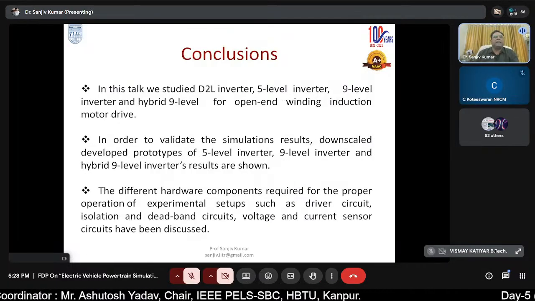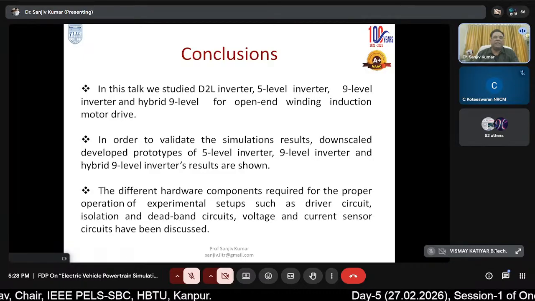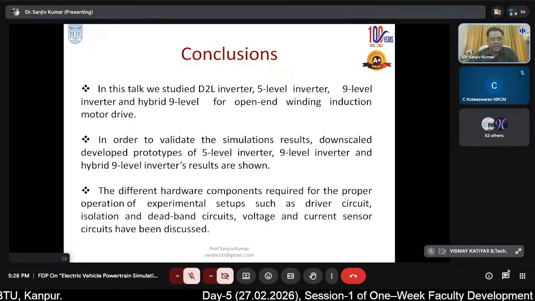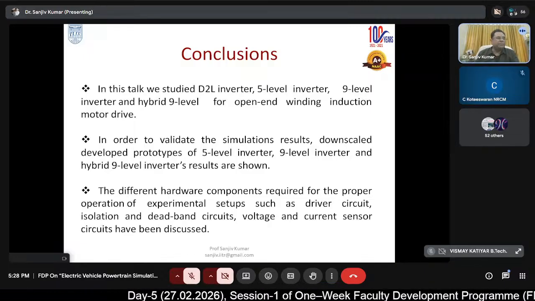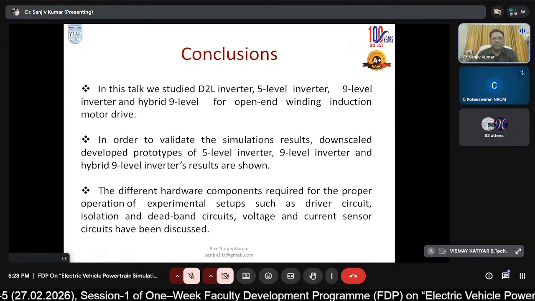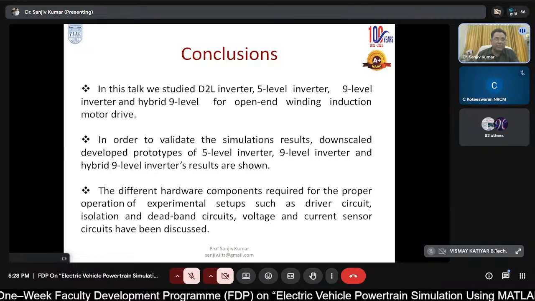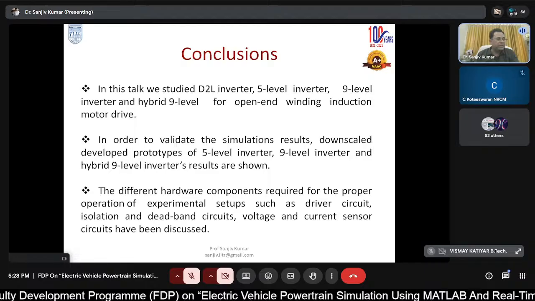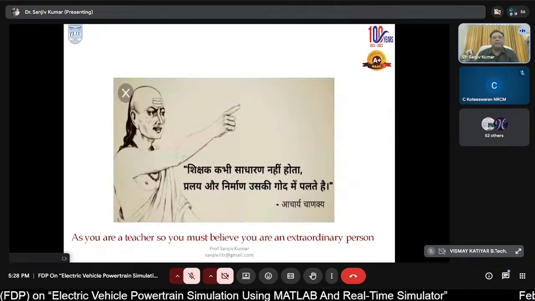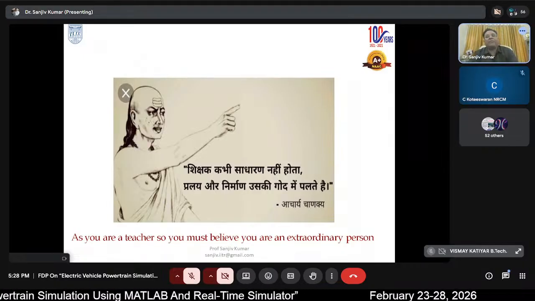So in the conclusion, I can say we have studied 2-level inverter, 5-level inverter, 9-level inverter, and hybrid 9-level inverter. And a different hardware component we have seen in this, along with the isolation deadband circuit and voltage current sensor. Although I am not able to show you the isolation and deadband circuit because of limitation of time. And one slide I would like to show you all and feel it.